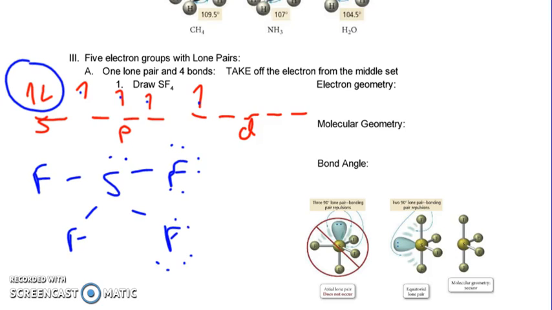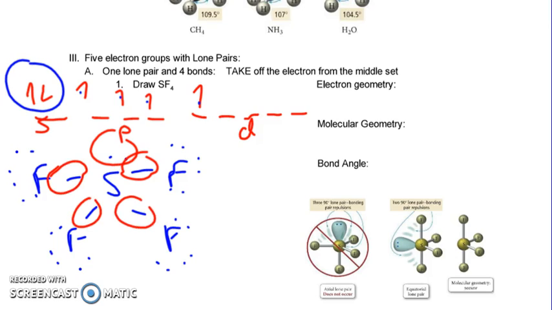Remember, these lone pairs around the fluorine do not count towards anything. So I have 1, 2, 3, 4, 5. So my electron geometry is 5 electron groups, which is trigonal bipyramidal. I'm going to abbreviate it because I'm running out of room there. And so, but then what?